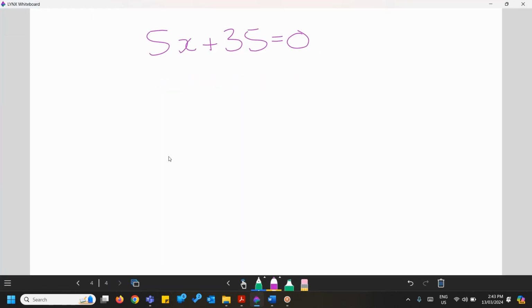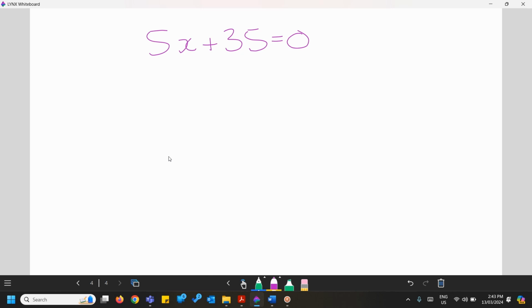Okay, let's look at this next example here. Next example, we've got 5x plus 35 equals 0. Already it's starting to get a little bit harder just to work out what x is in our heads just by looking at it. So if we use these inverse operations, we can step by step get to the answer that we want. Let's think of it this way.